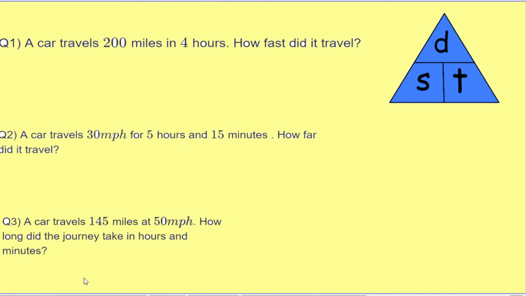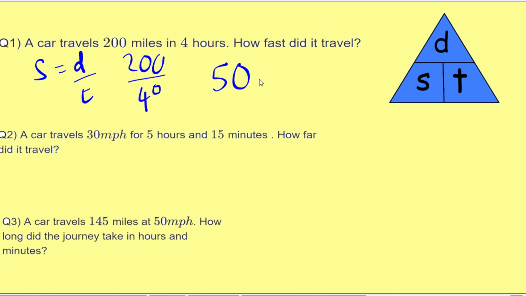Let's do a bit of practice on this. A car travels 200 miles in 4 hours. How fast did it travel? How fast means we're looking for speed. So speed is equal to distance over time. The distance is 200, and the time is 4 hours. You can put it into the calculator, you can even use the time button there. So 200 divided by 4 hours equals, and it'll give us an answer of 50. The unit for that, if we're talking about how fast, is going to be, well, it's in miles and hours, so miles per hour.